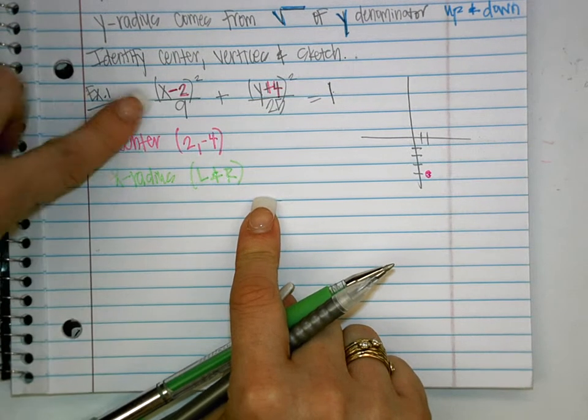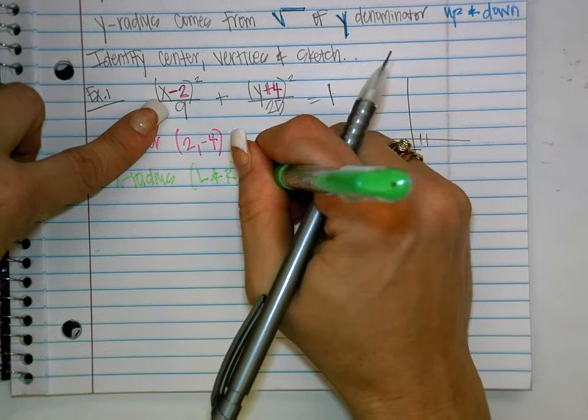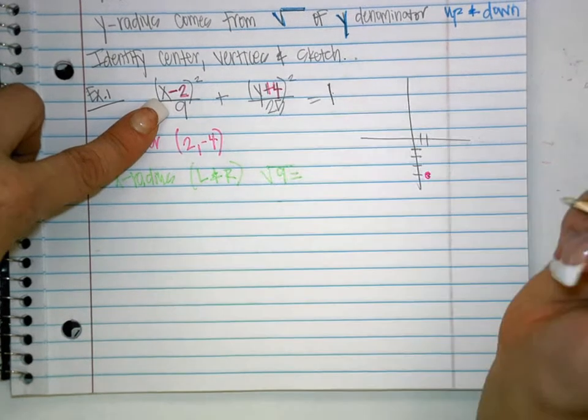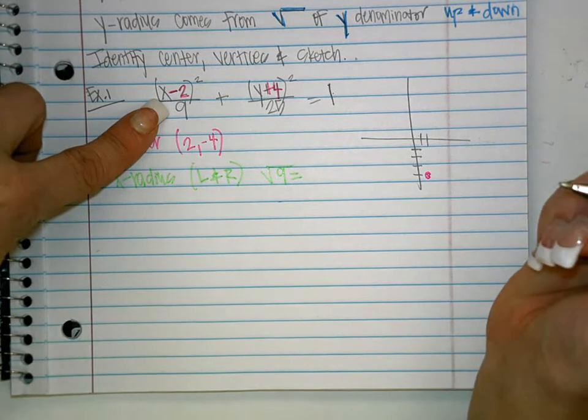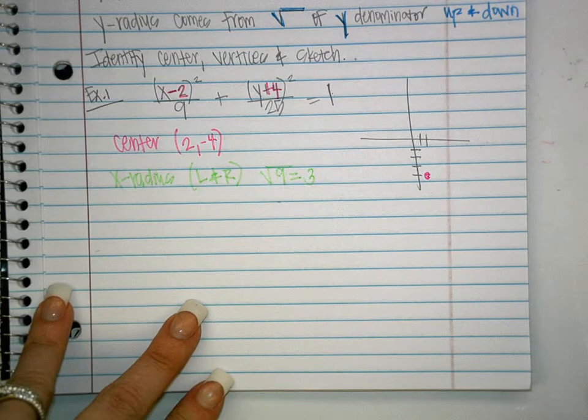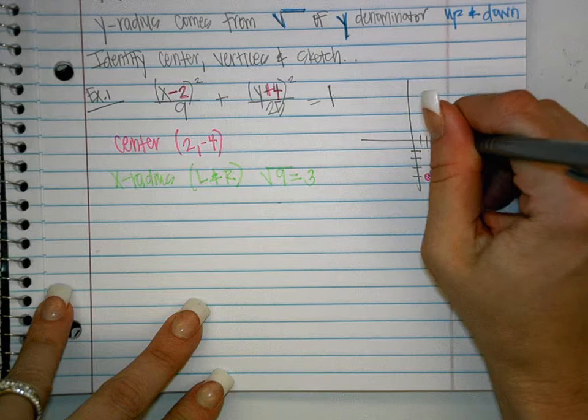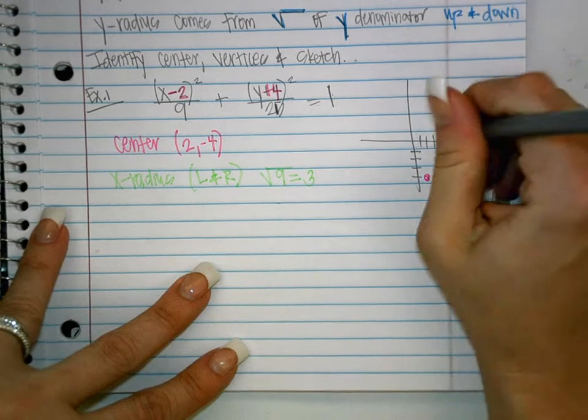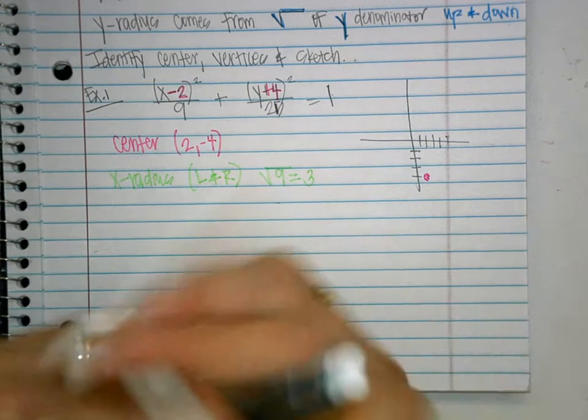X radius is the square root of the x denominator. So square root of 9 tells you you move how far? 3. So from the center, you're going to move left 3 and make a dot, and right 3 and make a dot.